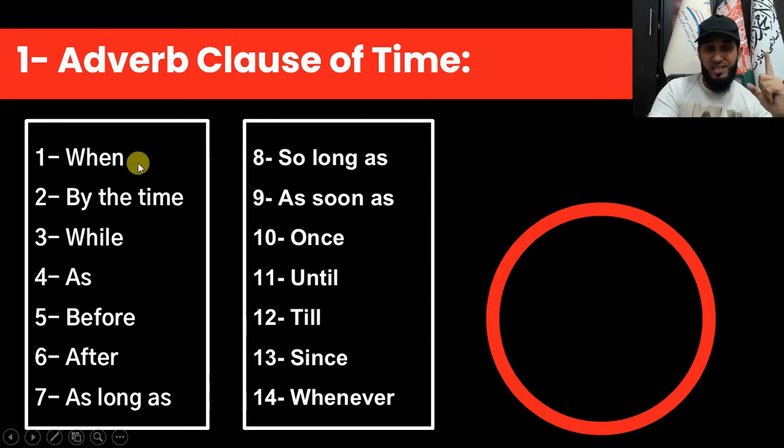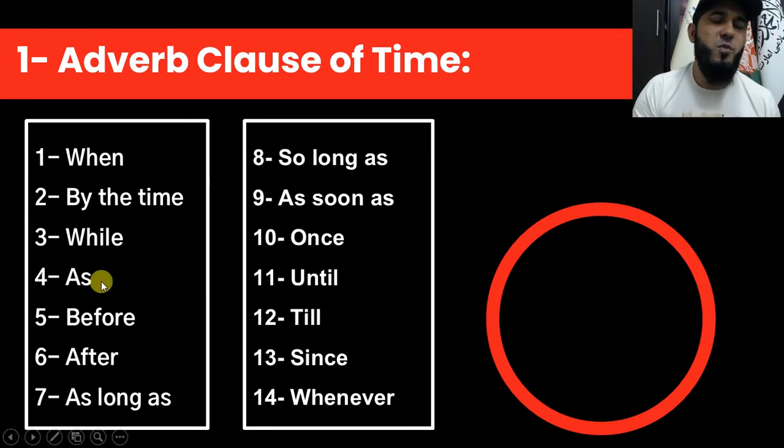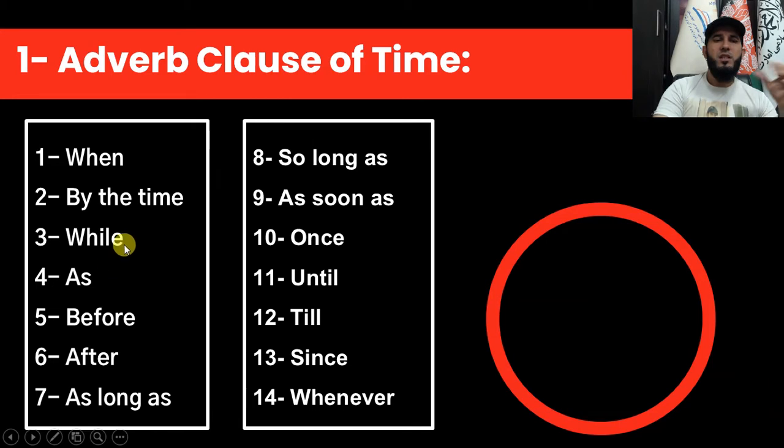When means at that time. By the time also means at that time. They are synonyms. They have the same meanings. But while and as have the same meanings too, but I would say while is somewhat more formal, and as is somewhat informal, commonly used in spoken English. While means during that time. Commonly, these conjunctions are used in continuous tenses. Before means earlier than.